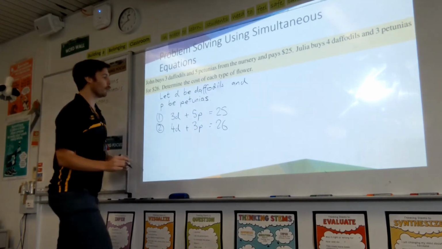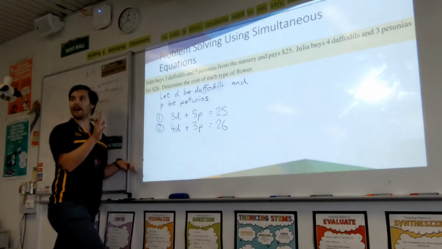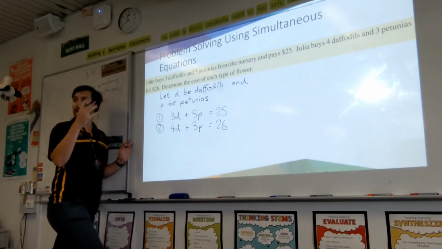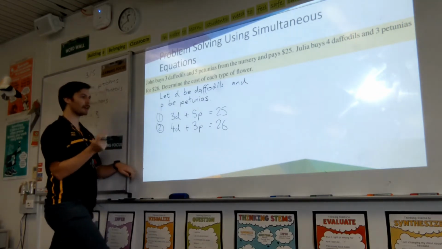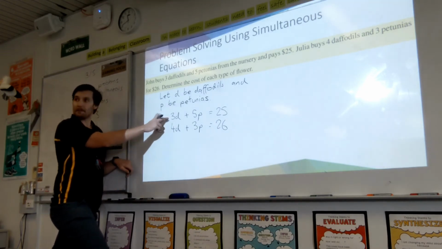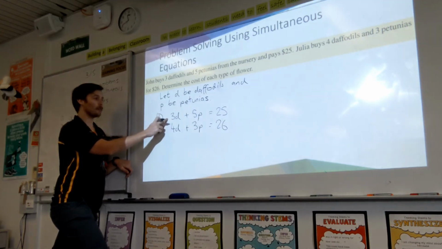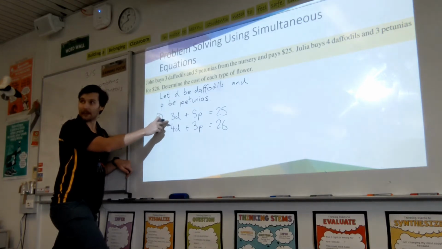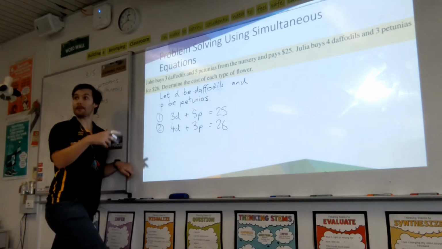So what I'm going to do instead is think about how I can multiply or divide each of the equations to give me a common value for one of the variables. If I multiply equation 1 by 4, I'll get 12D as a value here. If I do a similar thing for equation 2, if I multiply that by 3, I'd get 12D as well, and then I'd be able to combine them.